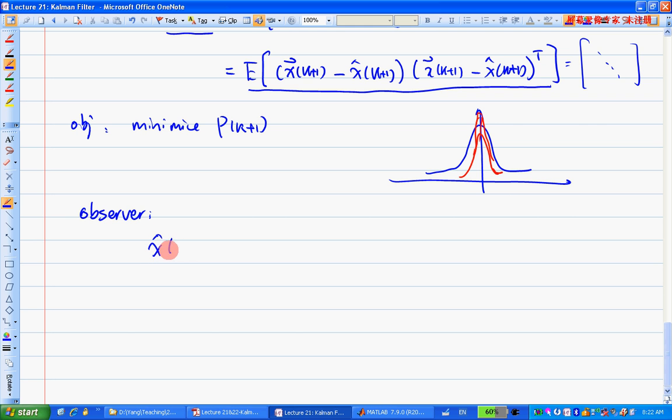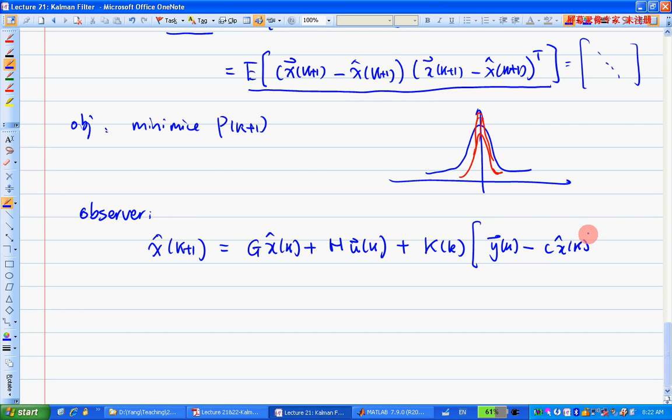X hat of k. So what's the observer? The observer is equal to g x hat of k plus h u of k. Just like the observer design, we use a so-called observer gain here, but this time it's going to be called the Kalman filter gain. So you have y of k subtract c x hat of k. This K of k here is the Kalman filter gain.